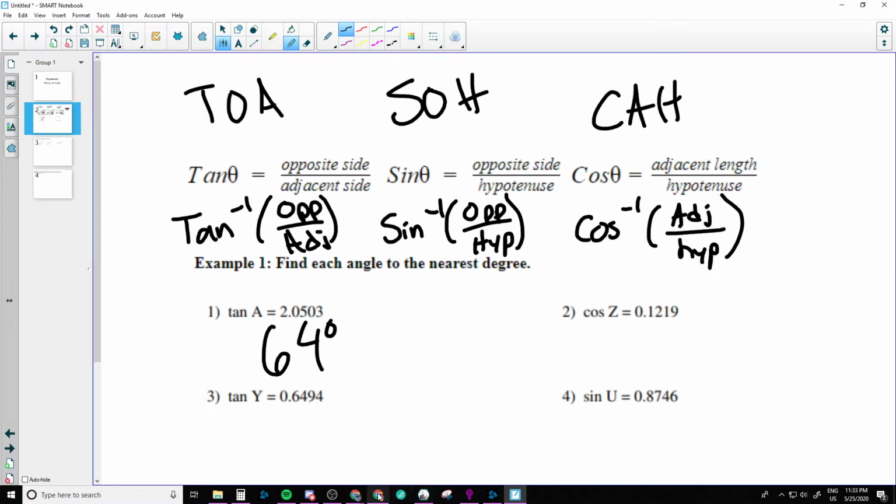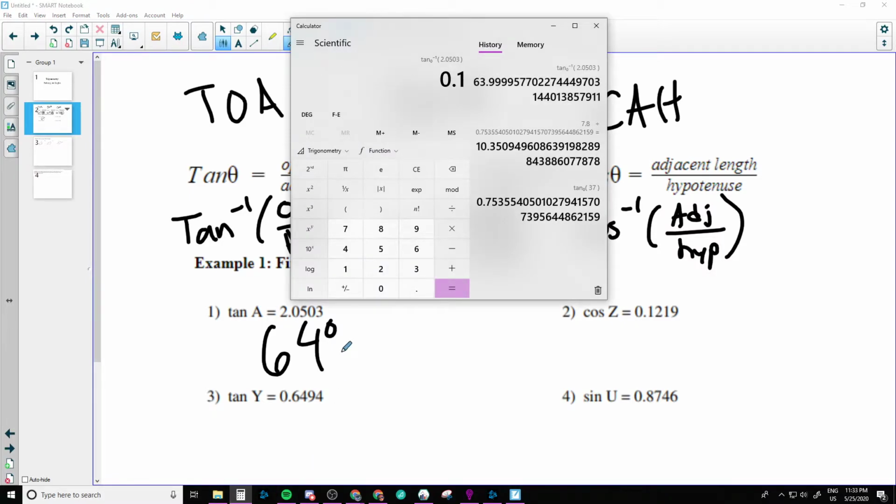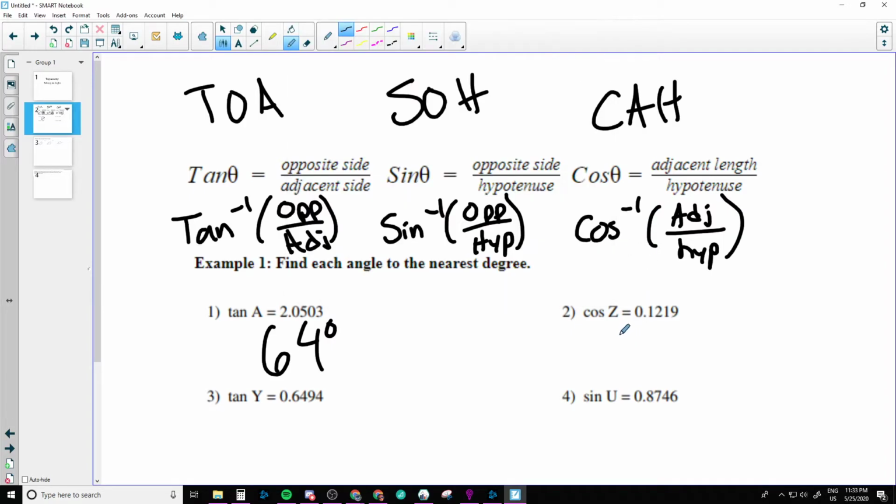Okay, let's try it with the cosine one. So this time we've got 0.1219. Again, we're finding that second function. You may have to press the shift button on your calculator in order to get to this. And we're looking for cosine this time, and that tells us that the angle is 83 degrees.